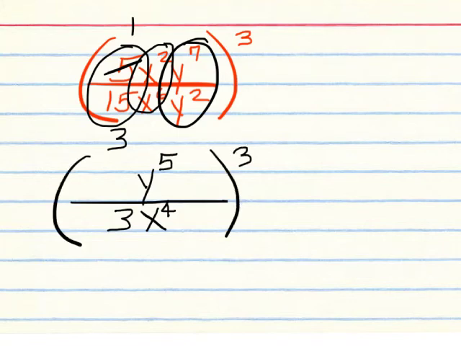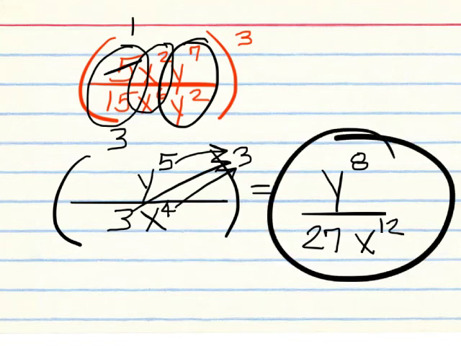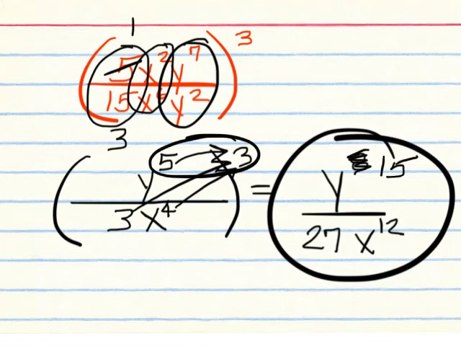Now you need the third power of this. And y to the 5th to the 3rd is y to the 15th. And then 3 to the 3rd is 27. X to the 4th to the 3rd is x to the 12th. Yeah, I made a mistake here. This should be 15 for this exponent. My fault.